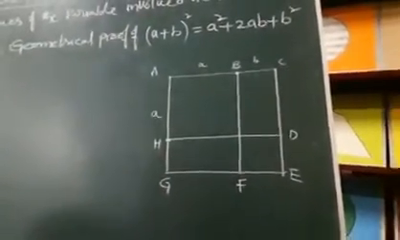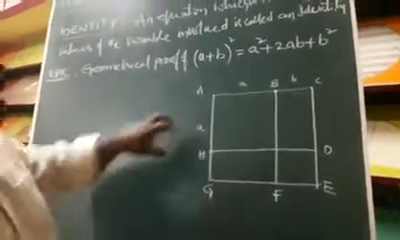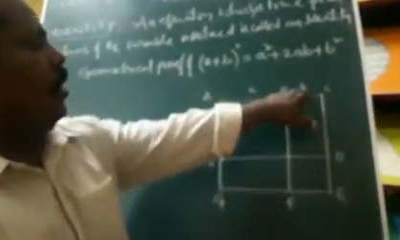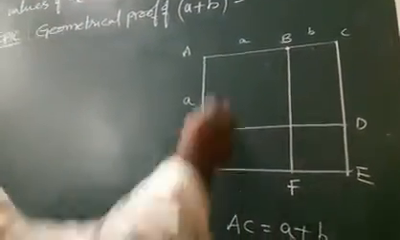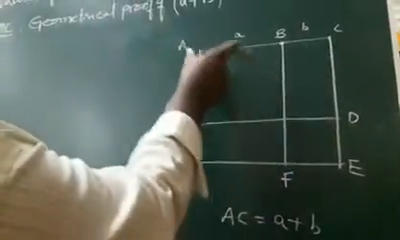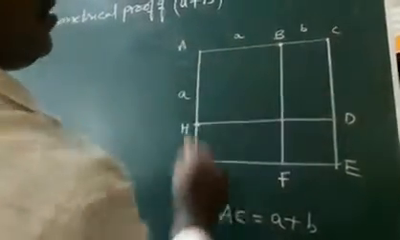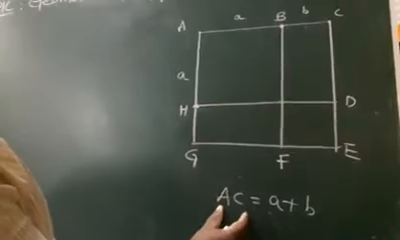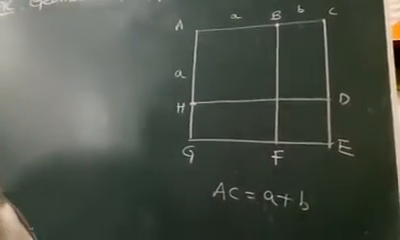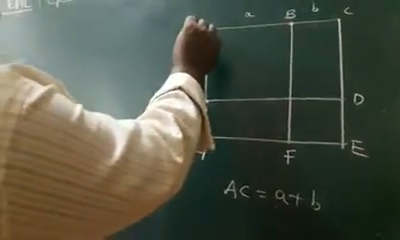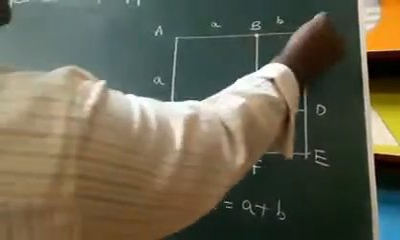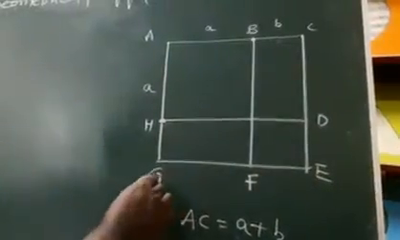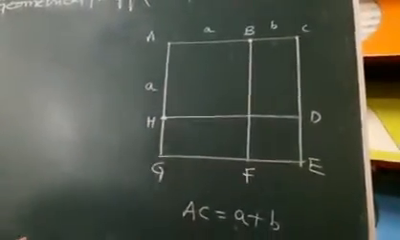Now see, children, this distance is a and this distance is b. Therefore AC distance is equal to a plus b. AC distance means AB plus BC, that is equal to a plus b. Now finally see, ACEG is a square.